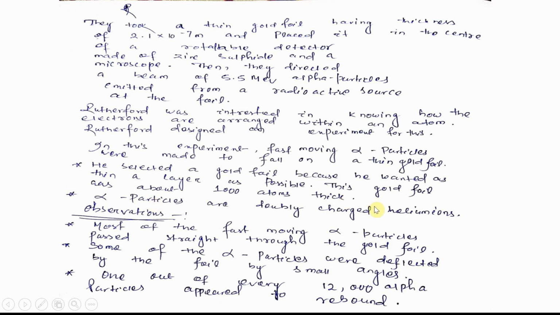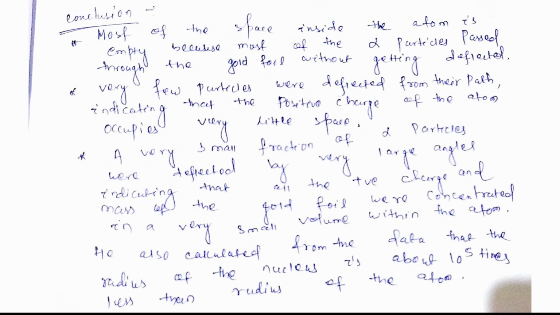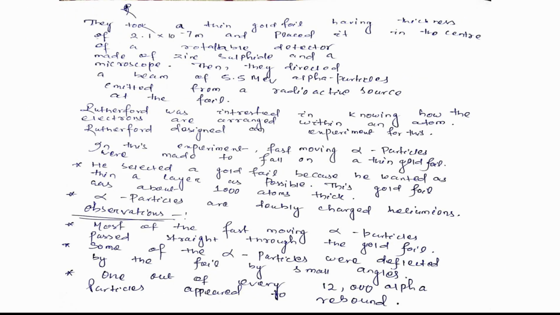What he observed is that most of the fast moving alpha particles pass straight through the gold foil. That means there is some empty space. That conclusion we will discuss later. And some of the alpha particles were deflected by the foil by small angles, and approximately 1 out of every 12,000 alpha particles appears to rebound.